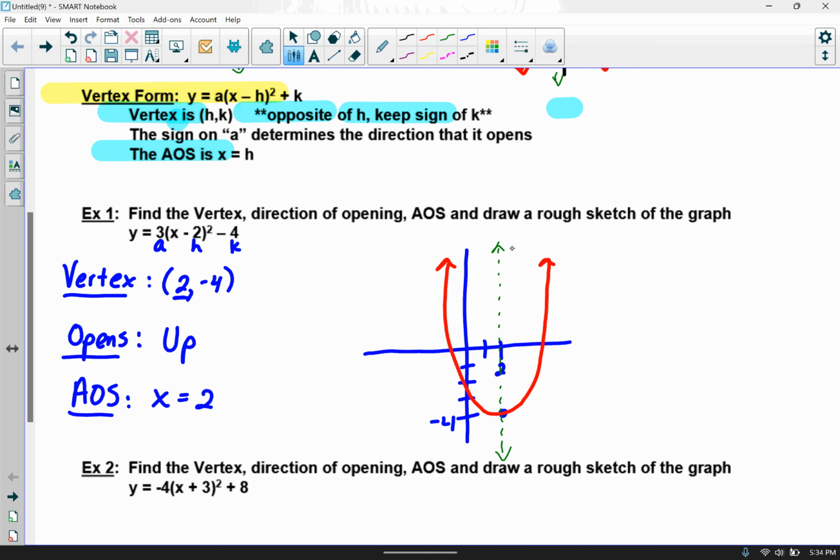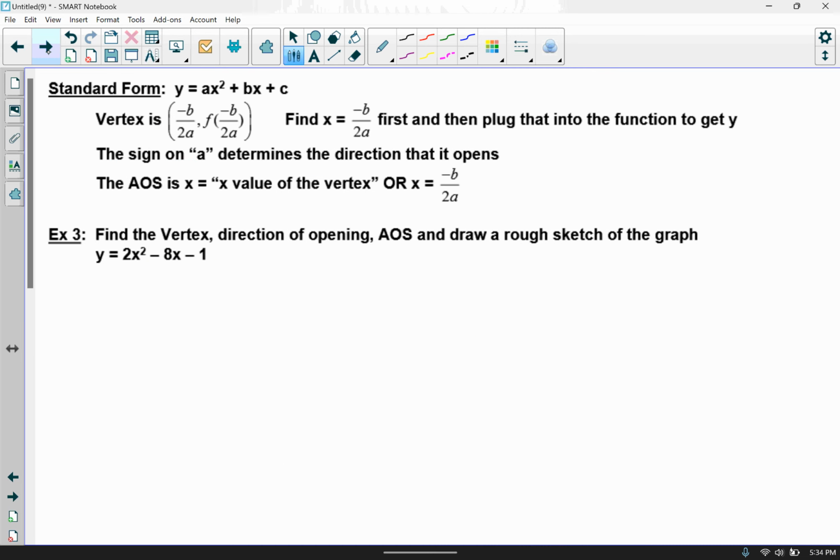If you folded it over, it would be directly on top of itself there. All right. Again, I'll let you try example 2 on your own. I'm going to flip it over. On the next page, we pick up standard form.